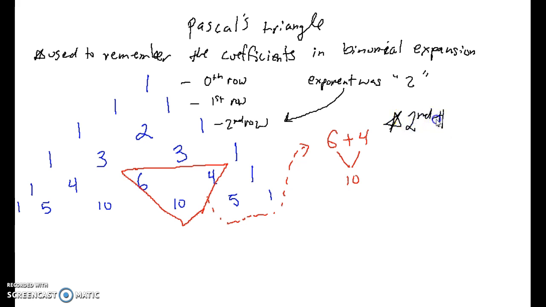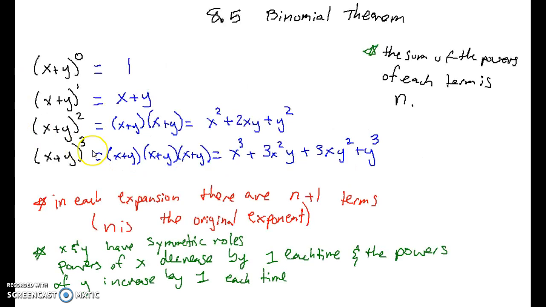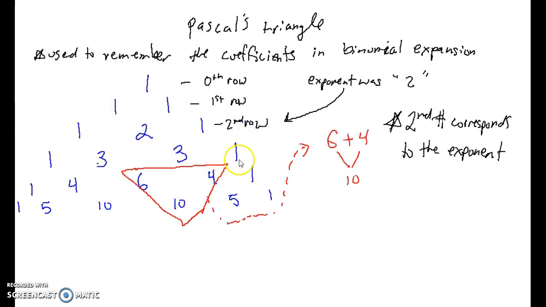The second number actually corresponds to the exponent. All right? So if we look at the third row, notice the second number is a 3. So this is actually the third exponent. If you look back here, notice it was a coefficient of 3 right here. Right. Fun little fact. There's a lot of different things to remember about Pascal's triangle. Okay, a lot of different things.